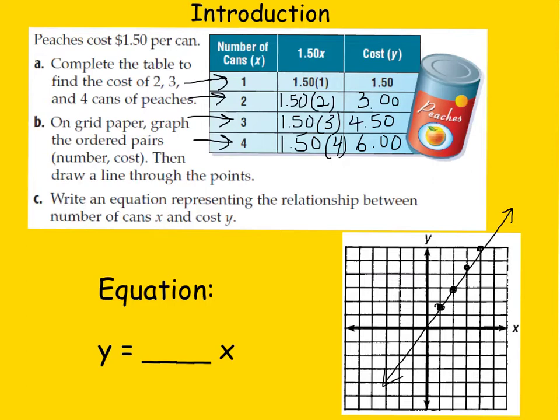The last part of this example says to write an equation representing the relationship between the number of cans, X, and the cost, Y. So Y represents the total cost, and X represents the number of cans. In order to fill out our equation, we need to know the unit cost. How much does it cost per can? It costs $1.50. And so the total cost is equal to $1.50 times the number of cans. And that's your equation. Good job.